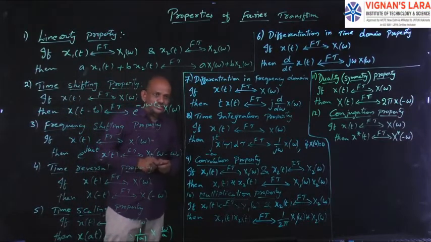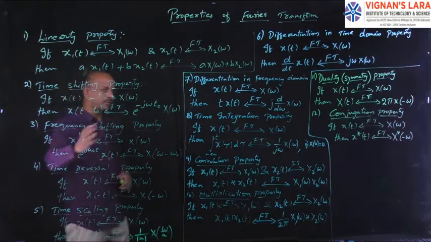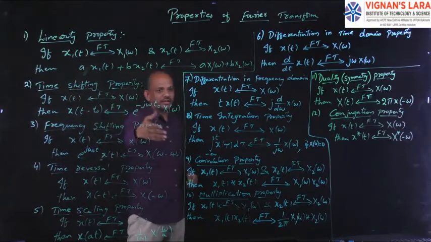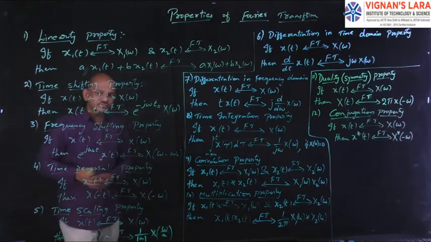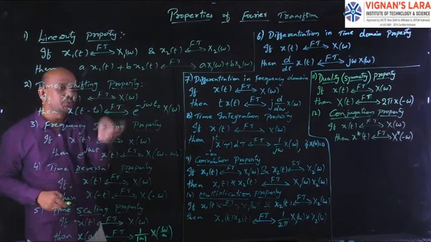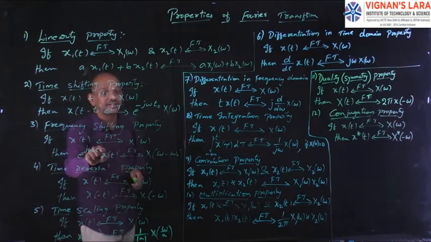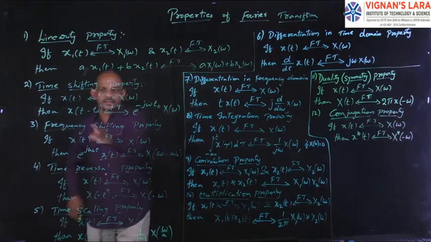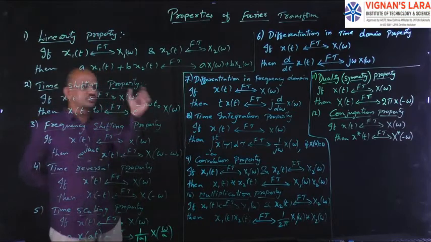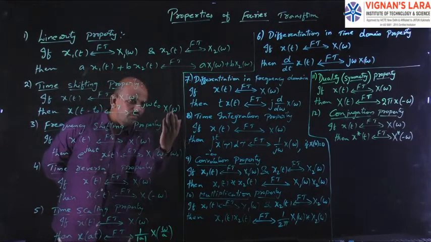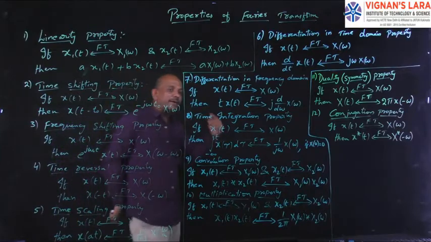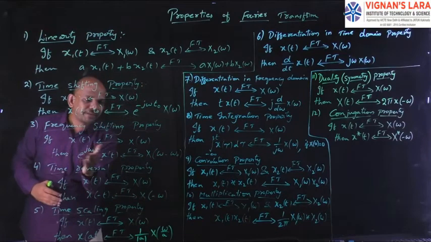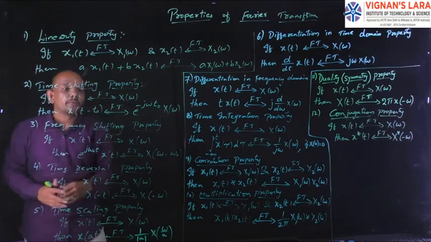Next we go for the frequency shifting property. For the frequency shifting property also I need only one signal, hence I have taken x of t, and x of t has a Fourier transform x of omega. Then e power j omega naught t into x of t will have a Fourier transform of x of omega minus omega naught. That is, the frequency should shift, so x of omega should shift, that is x of omega minus omega naught. For that frequency to be shifted, the signal x of t should be multiplied with e power j omega naught t.